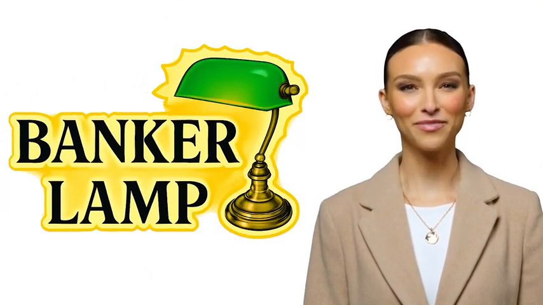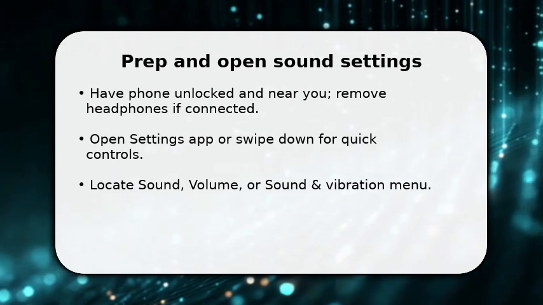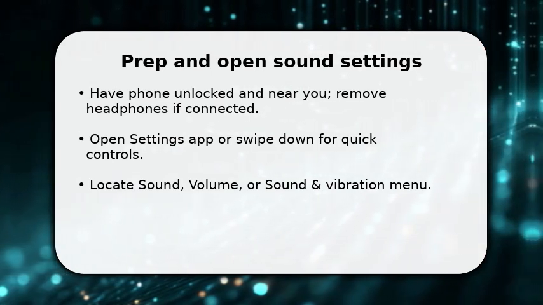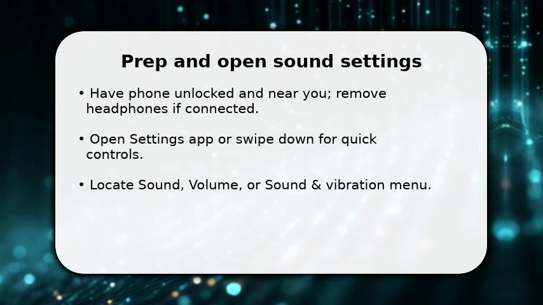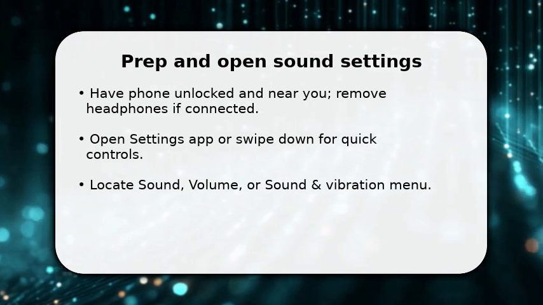Please enjoy the video. You start by unlocking the phone and removing any wired or Bluetooth audio device. This ensures you adjust the device speaker, not an accessory. Once done, open Settings or pull down the Quick Control shade to access sound tiles.